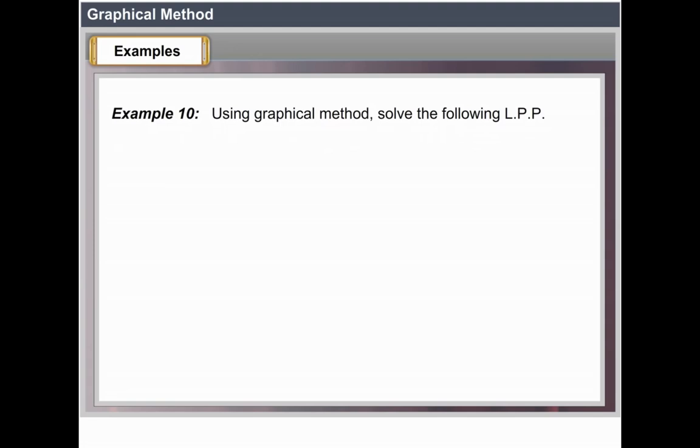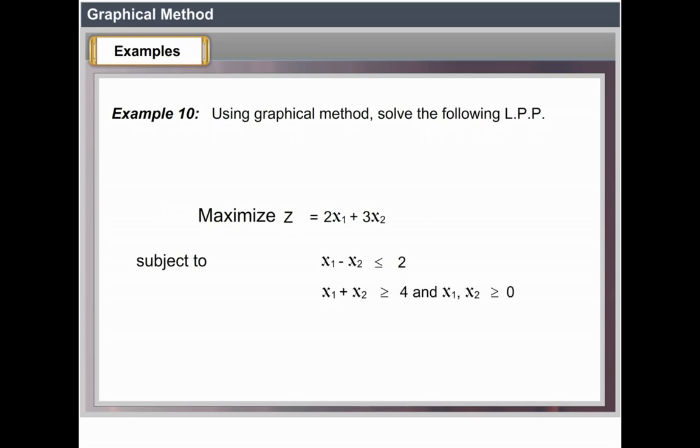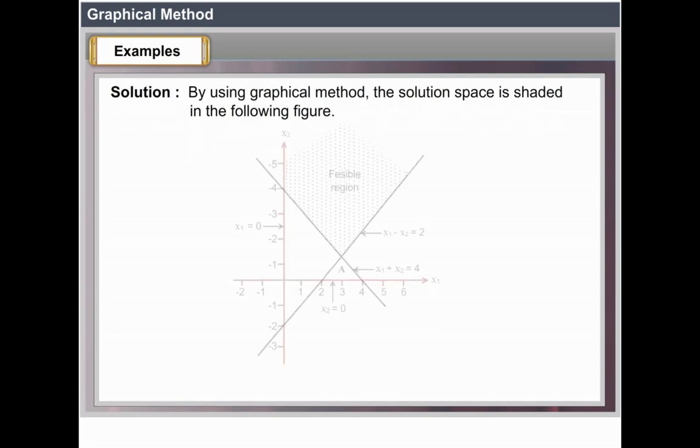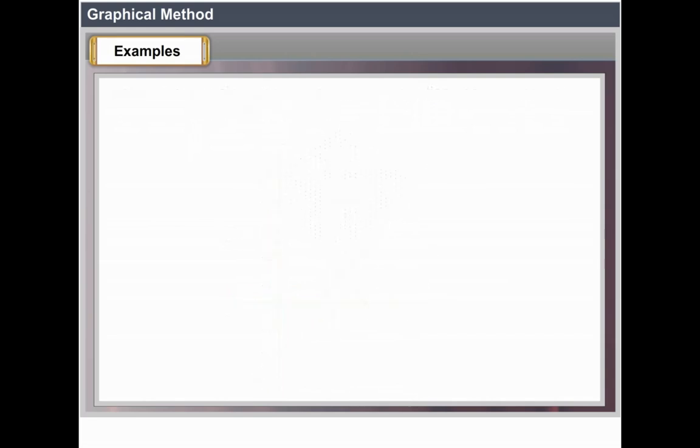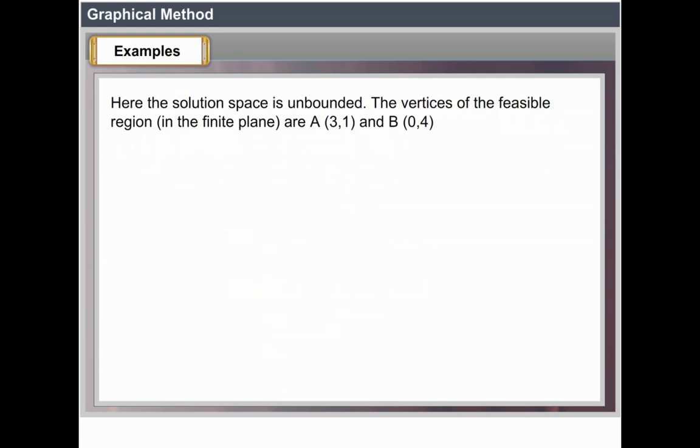Example 10. Using graphical method, solve the following LPP. Maximize z equal to 2x1 plus 3x2. Subject to x1 minus x2 less than or equal to 2, x1 plus x2 greater than or equal to 4, and x1, x2 greater than or equal to 0. Solution. By using graphical method, the solution space is shaded in the following figure. Here, the solution space is unbounded.